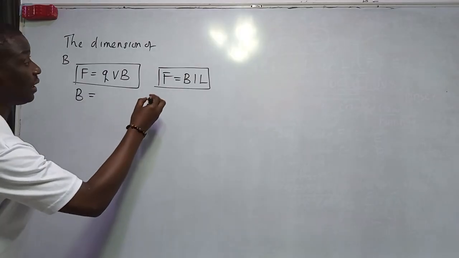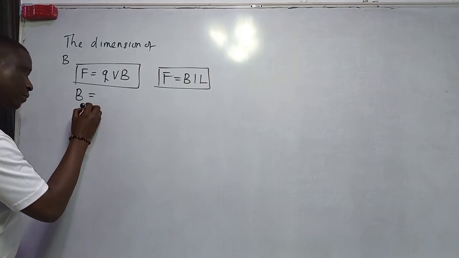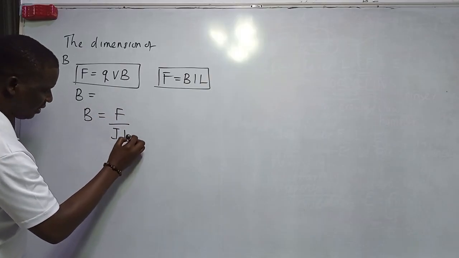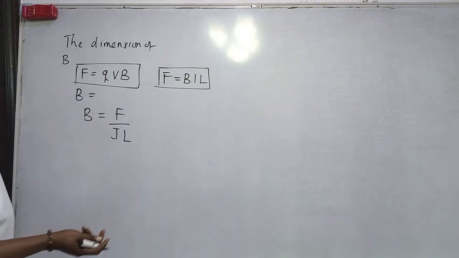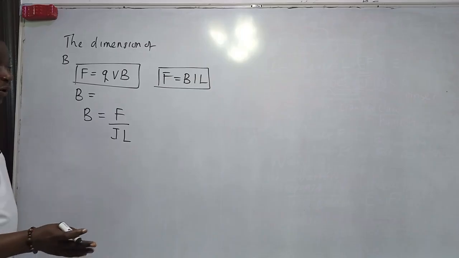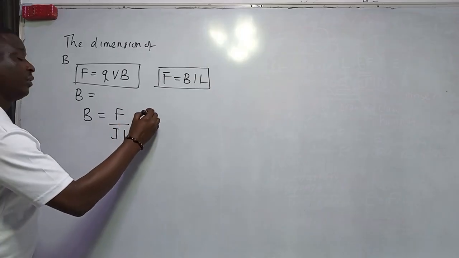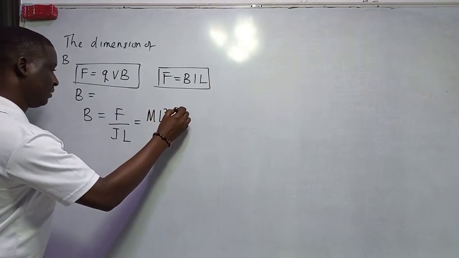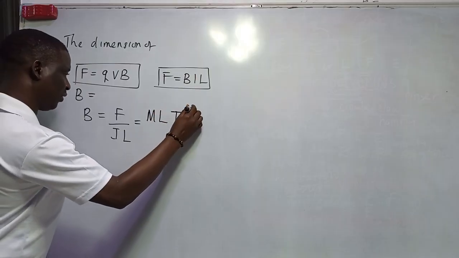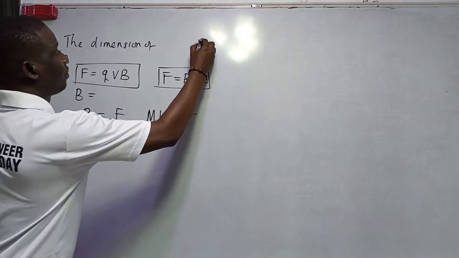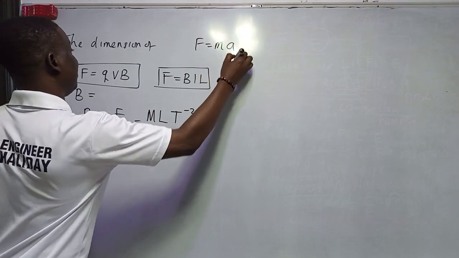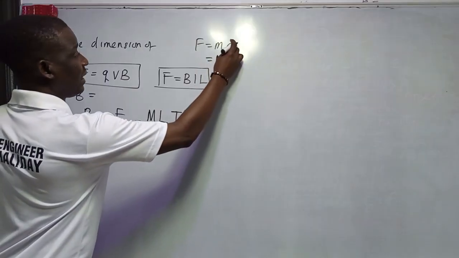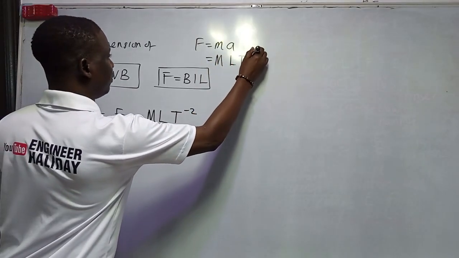You understand? So B is equal to what? B is F over IL. This and this are the same thing, so whichever one you decide to use is correct. So what is force? Force is MLT minus 2, because force is mass times acceleration. Don't forget, if mass is M, the acceleration is LT minus 2.